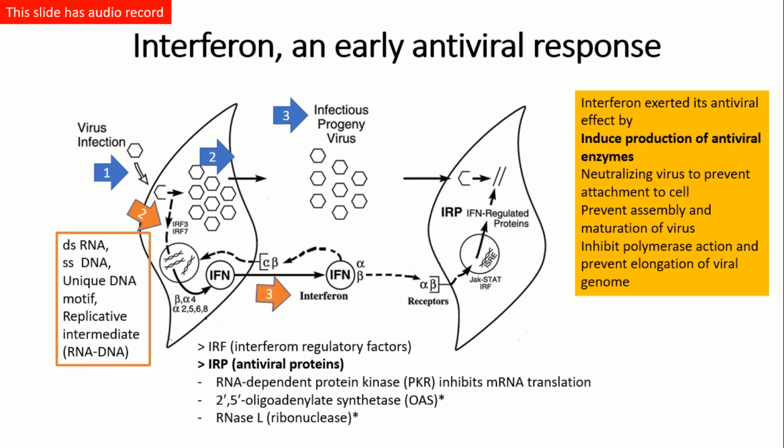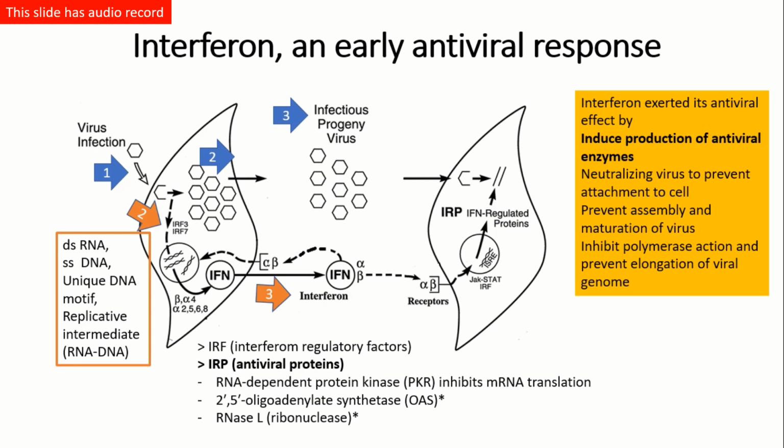At the same time, when infection happens, you remember that each of these viruses, regardless of what kind they are, will always produce replicative intermediates. These are conditions where the genome of the viruses presents itself in a way that is very foreign to the cell, like double-stranded RNA, single-stranded DNA, or unique motif combinations between DNA and RNA. Those are things that the cell has never seen before.